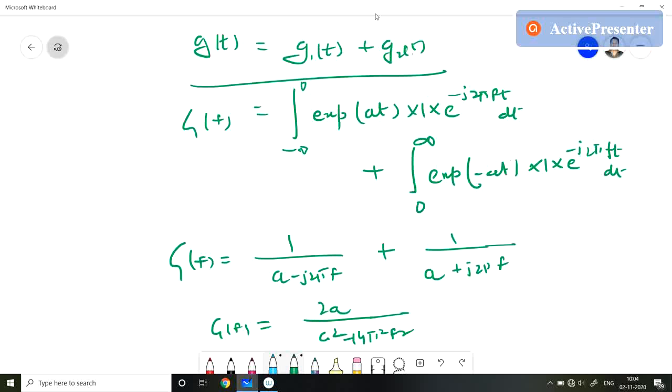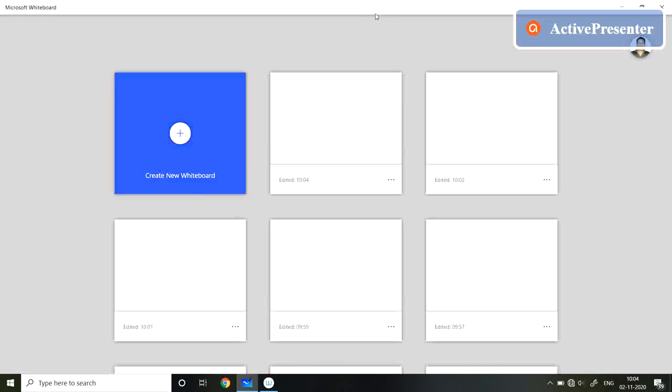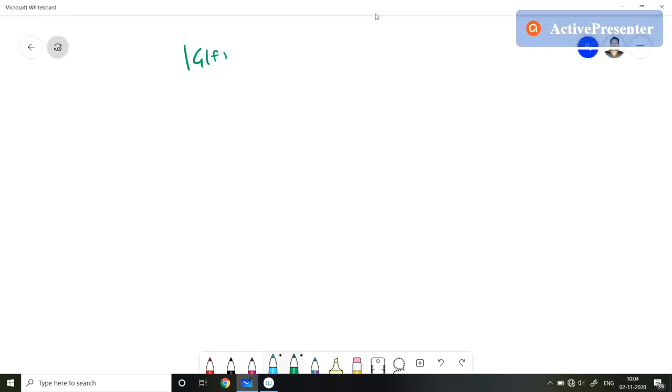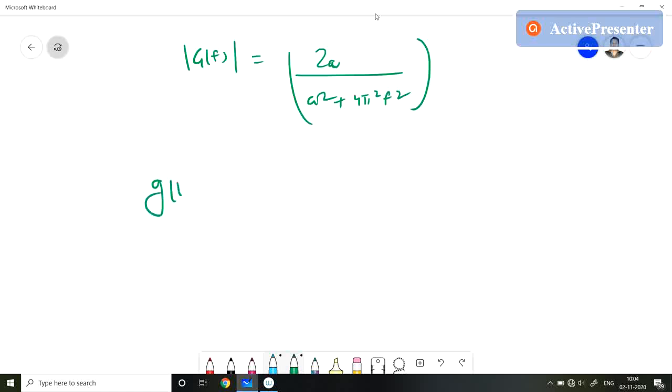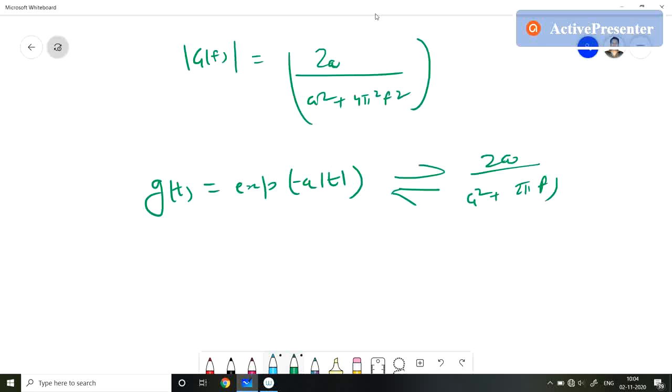Now we can find out the amplitude. What is the amplitude? That is the modulus of G(f). The modulus of G(f) is 2a divided by a square plus 4 pi square f square. So g(t) is equal to exponential minus a modulus of t, and the Fourier transform is 2a divided by a square plus 2 pi f whole square.